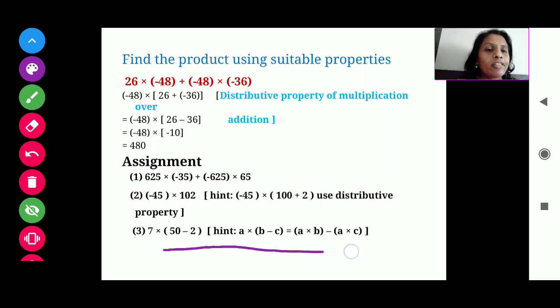Already here I have given you a hint how you have to do. 7 will be your A, 50 will be your B, and 2 will be your C. Like this you have to do these 3 sums.